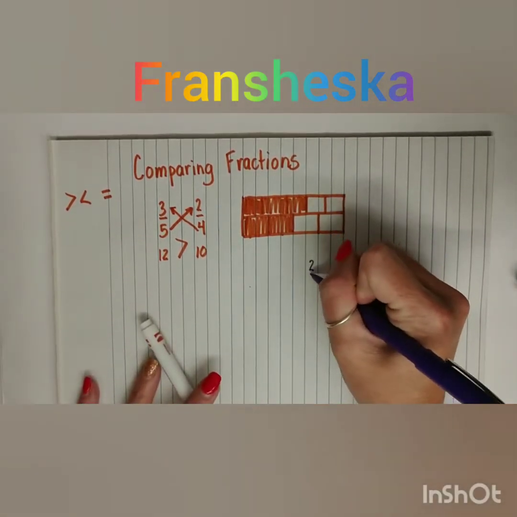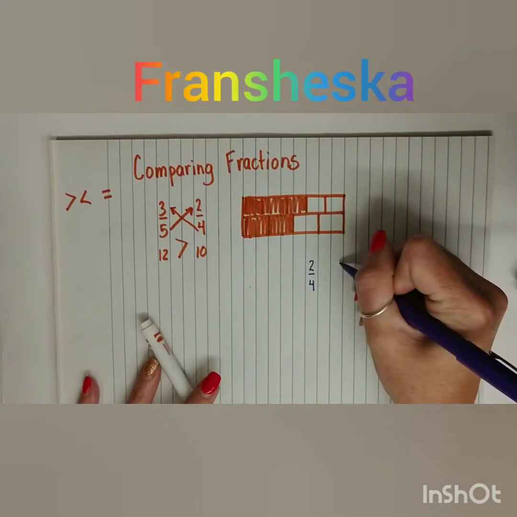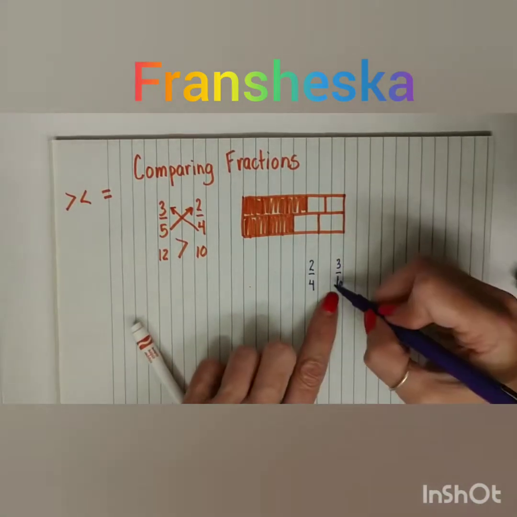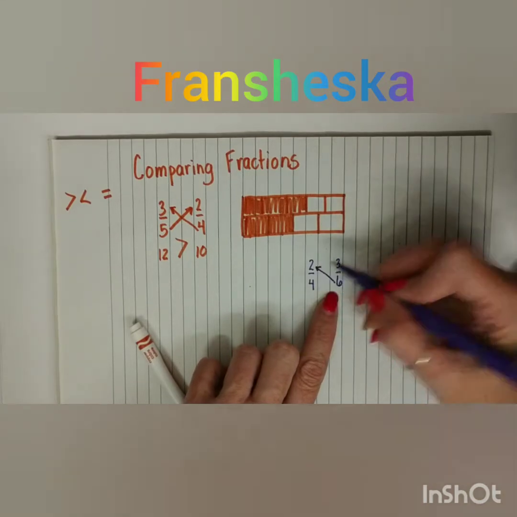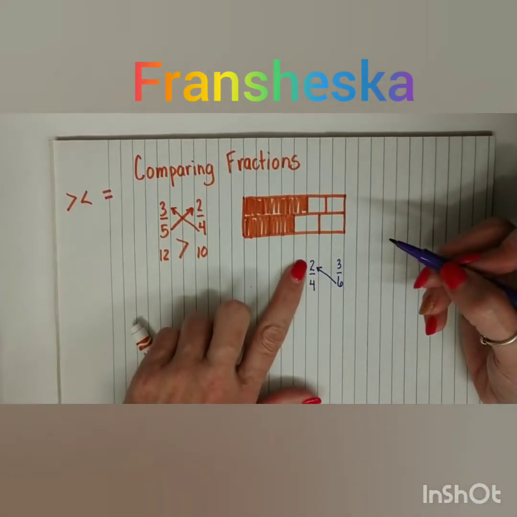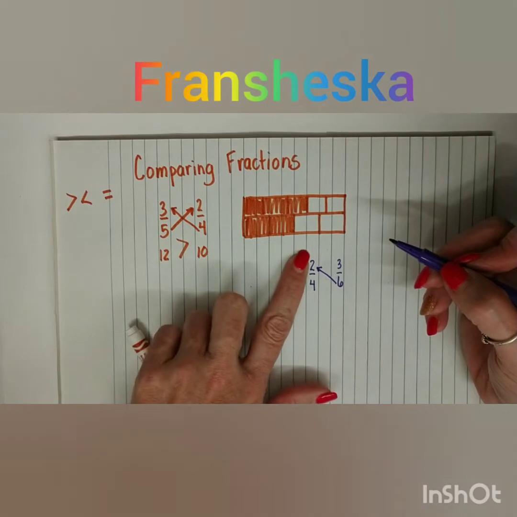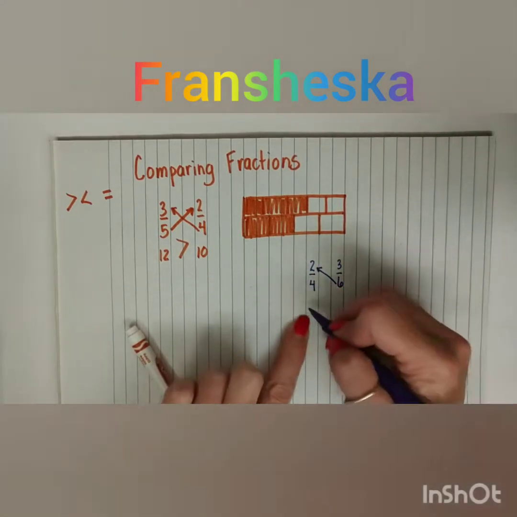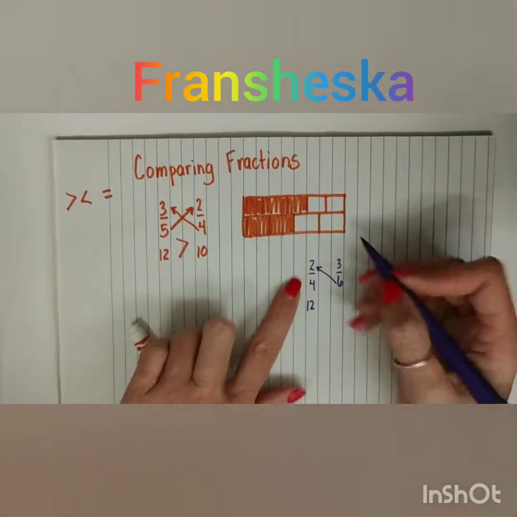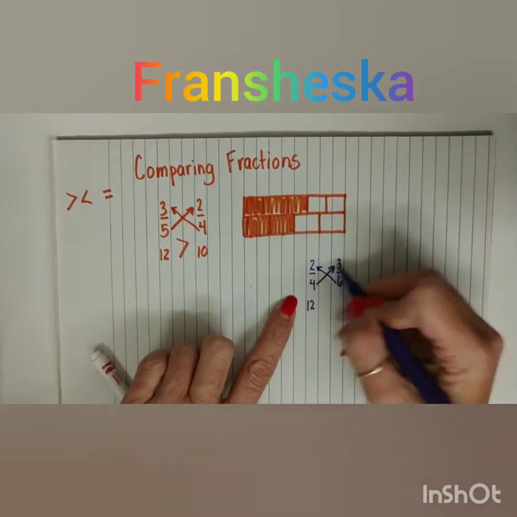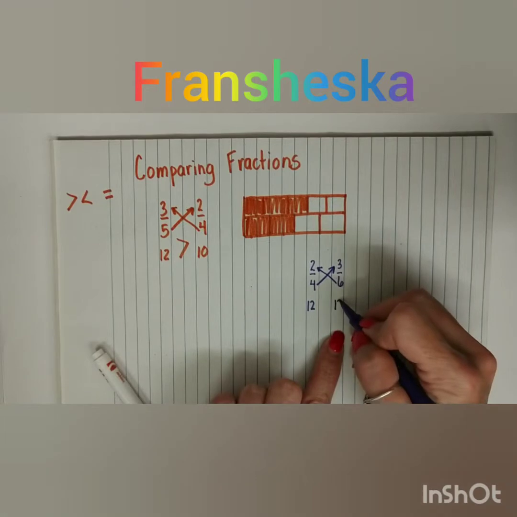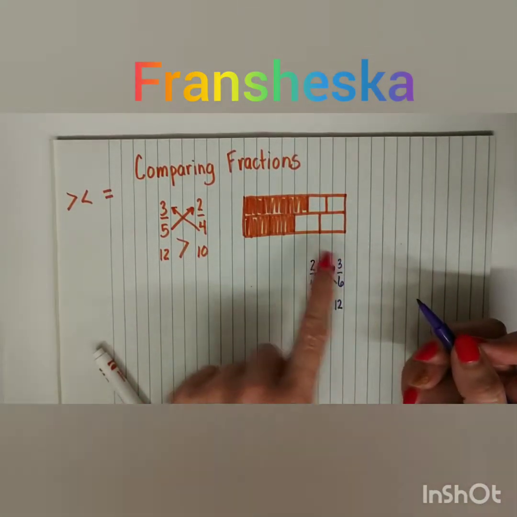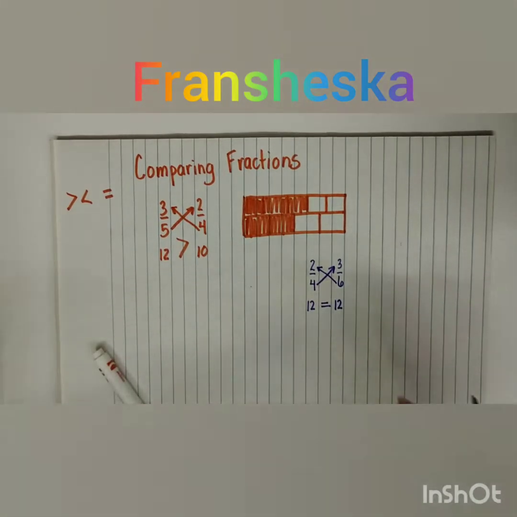Let's do 2/4 and 3/6. So we cross denominator to numerator, and that numerator is the number you write it under because it's the new numerator for this one. So 6 times 2 is 12, and it's underneath this numerator. 4 times 3 is 12, and it's underneath this numerator. 12 and 12 are equal, so these two fractions are equivalent. And if I were to draw them out, you would see they take up the same amount of space.